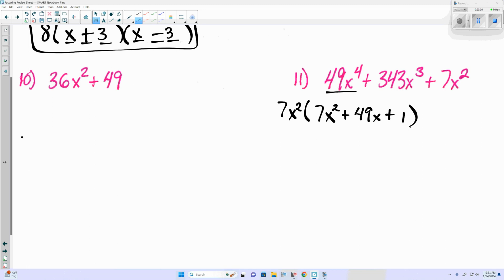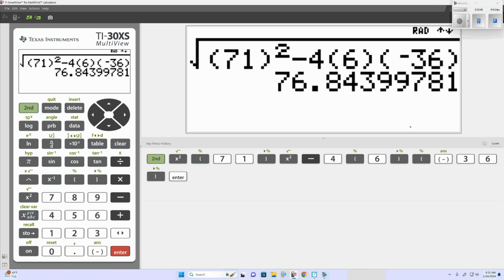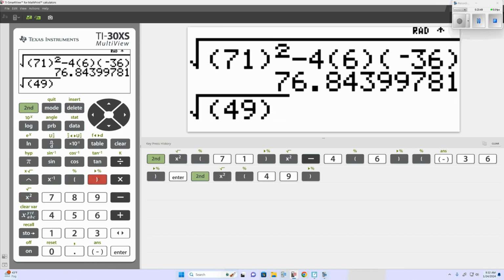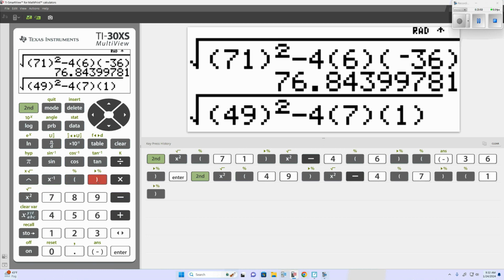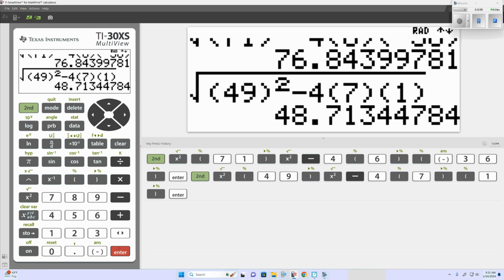And incidentally, this is as far as it goes. Because there's no way the factors of 7 and 1 are going to get to 49. And we could check it just like we did the first one. Square root of 49 squared minus 4 times 7 times 1 is 48.7134478. So that's as far as it goes. If we had just gotten 48, then it would indeed factor, and we could go through the process of factoring it.